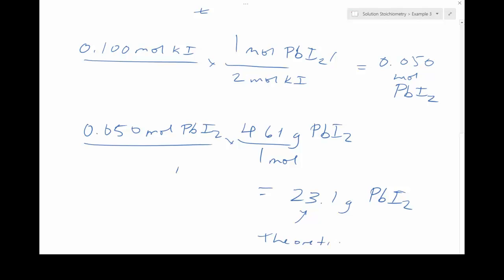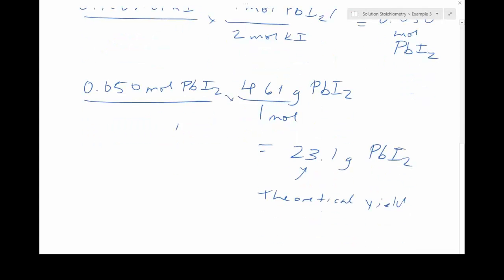This is our theoretical yield, meaning in theory we should get this, but we may not if the reaction doesn't go according to plan, or if we're not able to completely isolate all the precipitate out, either by centrifuge or by filtration. We may not get the correct amount, okay? And so this is why it's called the theoretical yield as compared to the actual yield.